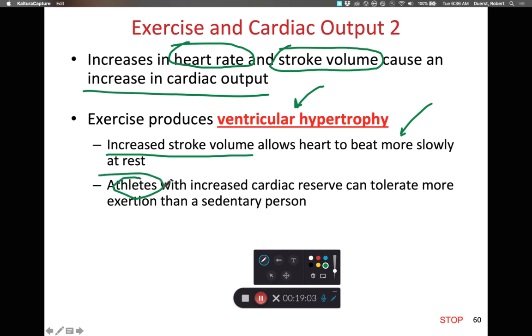So athletes typically are going to have a very high cardiac reserve, and they can tolerate a lot more exertion because they are able to upregulate cardiac output more than a sedentary person who doesn't have that same cardiac reserve. And if you can't remember, cardiac reserve is the difference in cardiac output when you're at rest compared to the maximum possible cardiac output you can achieve. So athletes have a very high maximum cardiac output compared to the couch potato who doesn't.